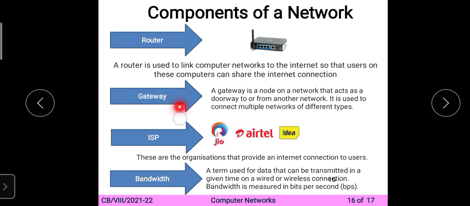What is the gateway? It is a doorway from one network to another network. It is a node on the network that acts as a doorway to or from another network.